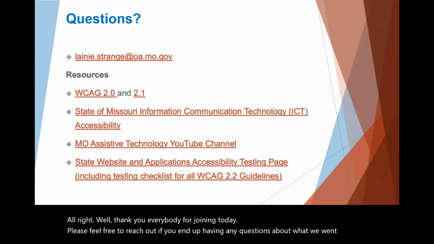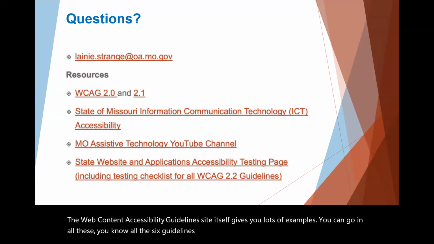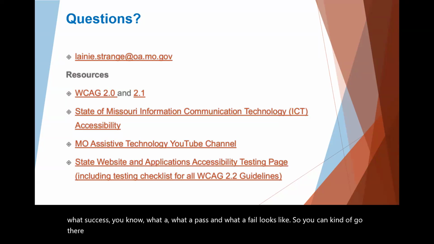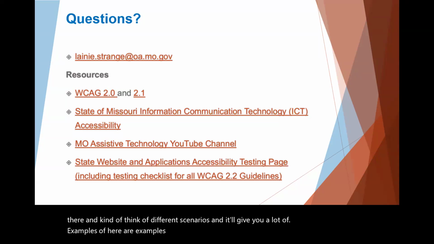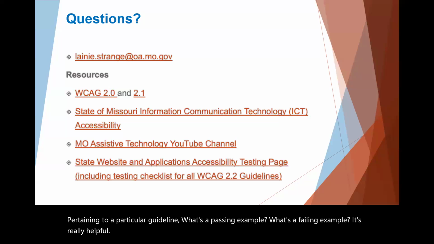The Web Content Accessibility Guidelines site itself gives you lots of examples. For all the six guidelines that I went over, it gives you practical examples of what a pass and what a fail looks like, so you can go there and think of different scenarios. It gives you examples pertaining to a particular guideline: what's a passing example and what's a failing example. It's really helpful.